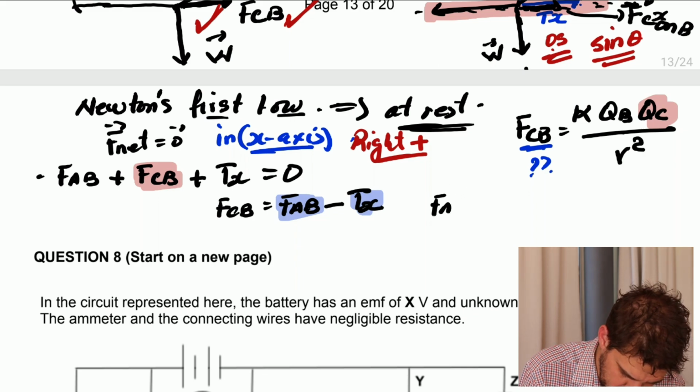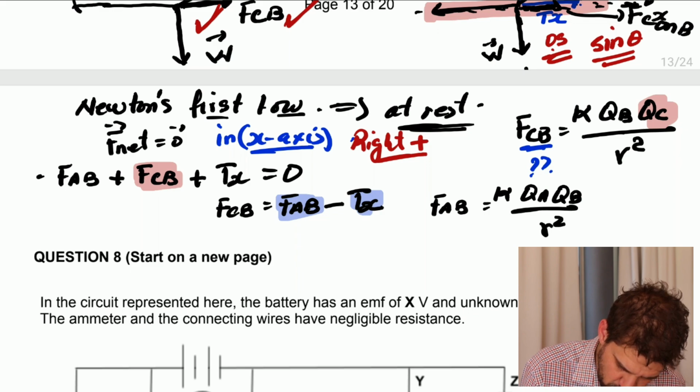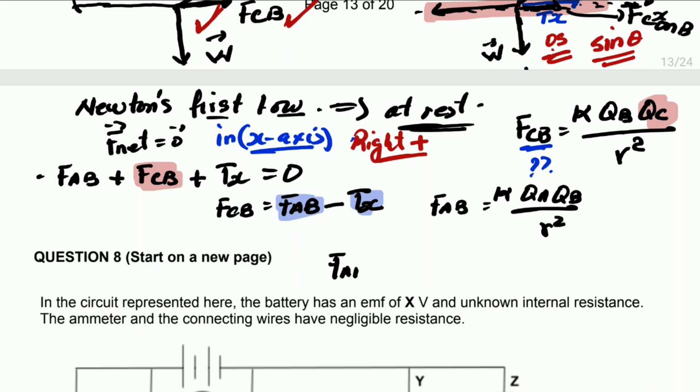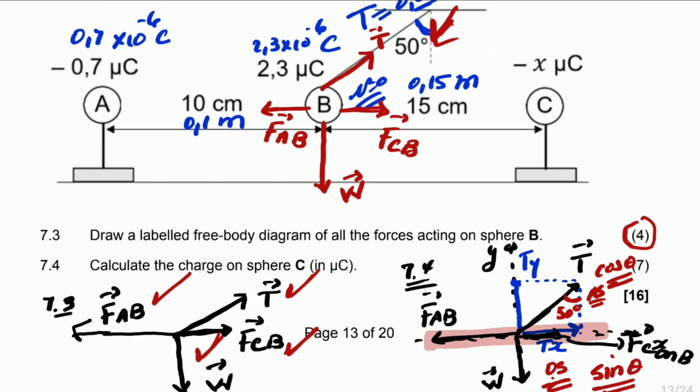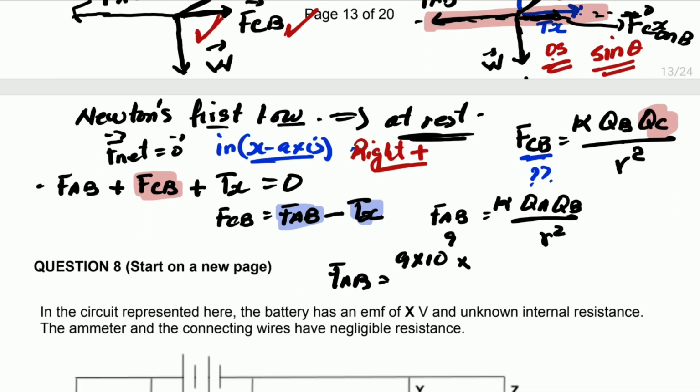So the force A on B is equal to K, charge A, charge B, divided by distance squared. If we substitute here, F AB is equal to 9 times 10 to the 9, all the information is given. So it's not a big problem of substituting. Charge A, we know it, is 0.7 times 10 to the minus 6.